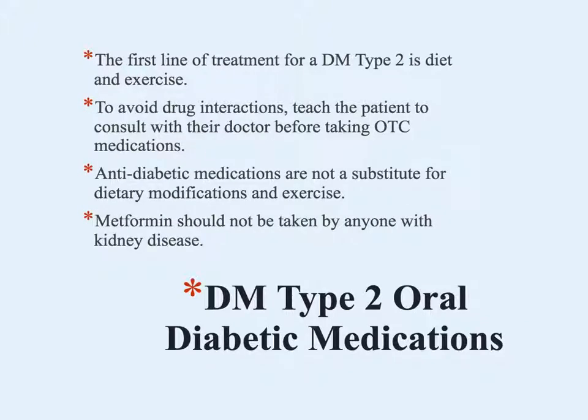Again, for those type 2 oral medications, the first line of treatment for diabetes type 2 is initially diet and exercise. And then always tell the patient when they begin a type 2 oral medication that they need to talk to their physician before taking over-the-counter medications, because a lot of these meds have a lot of contraindications when taking other medications, so they have some side effects. Anti-diabetic medication is not a substitute for dietary modifications and exercise. They should still do their diet modifications and exercise even though they're on the medication. And once again, metformin is harsh on the kidneys, so we need to avoid that in patients with kidney disease.